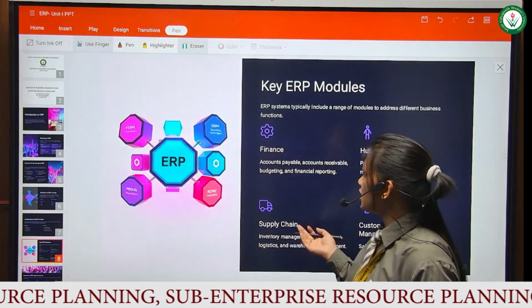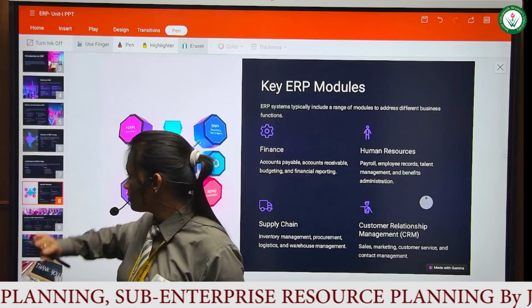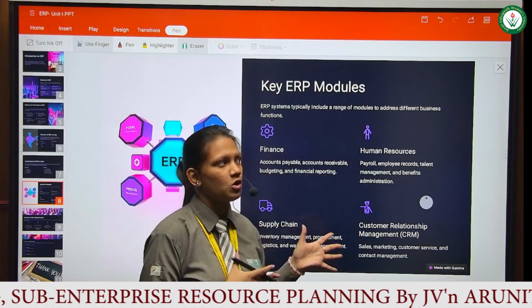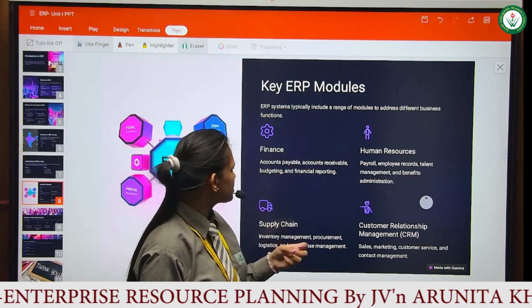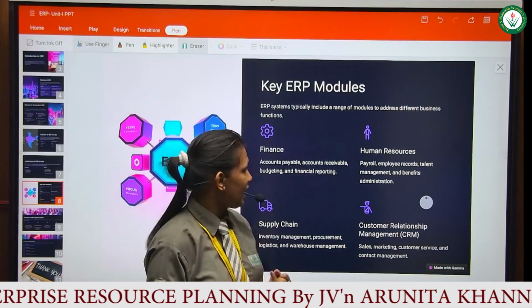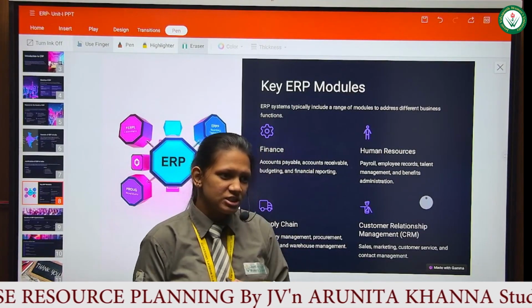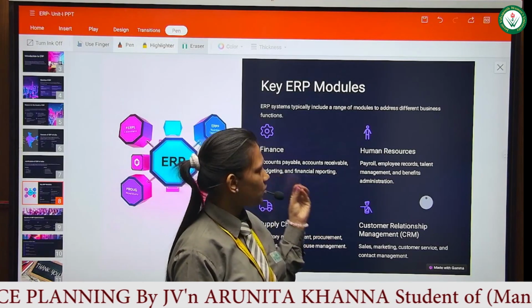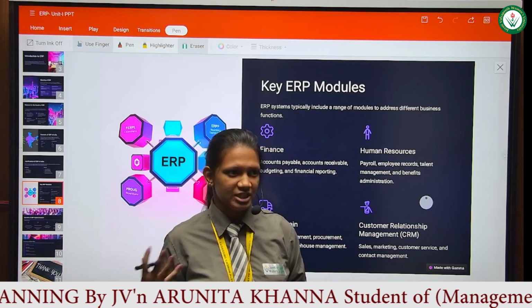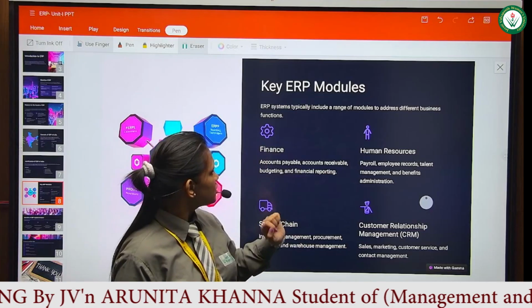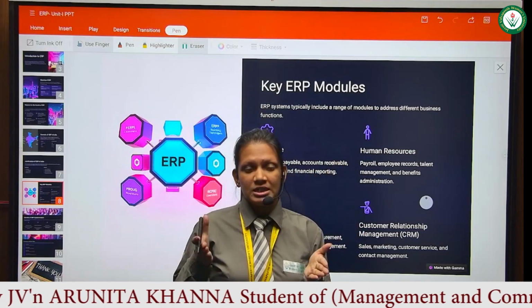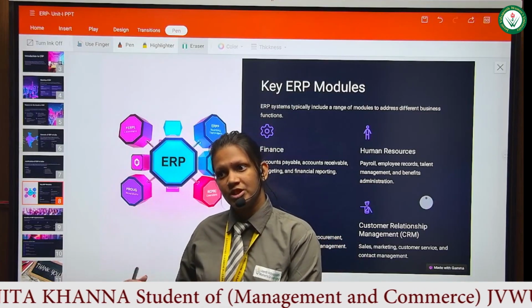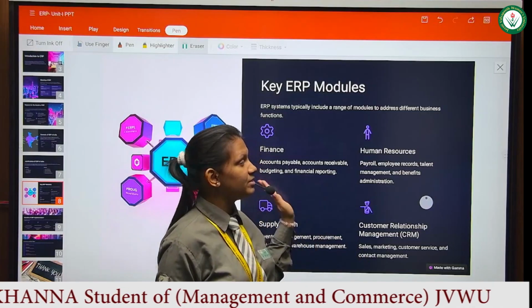Next are the key ERP modules. Finance, human resources, supply chain, and customer relationship management are also ERP modules. In finance, we always focus on budgeting and financial reporting. In our country, March 31st is the last date of the financial year, so we always have to have a proper explanation of how we have invested, and how much money we have with us in money management.